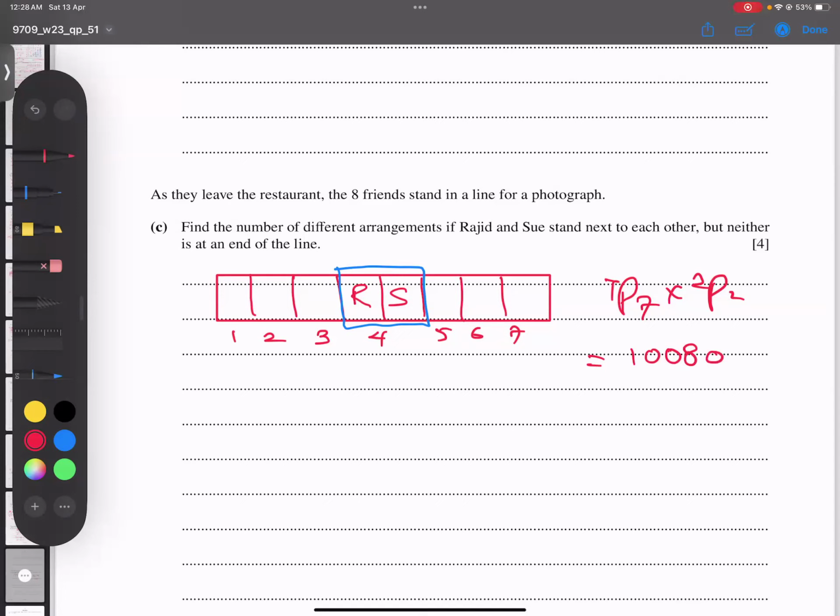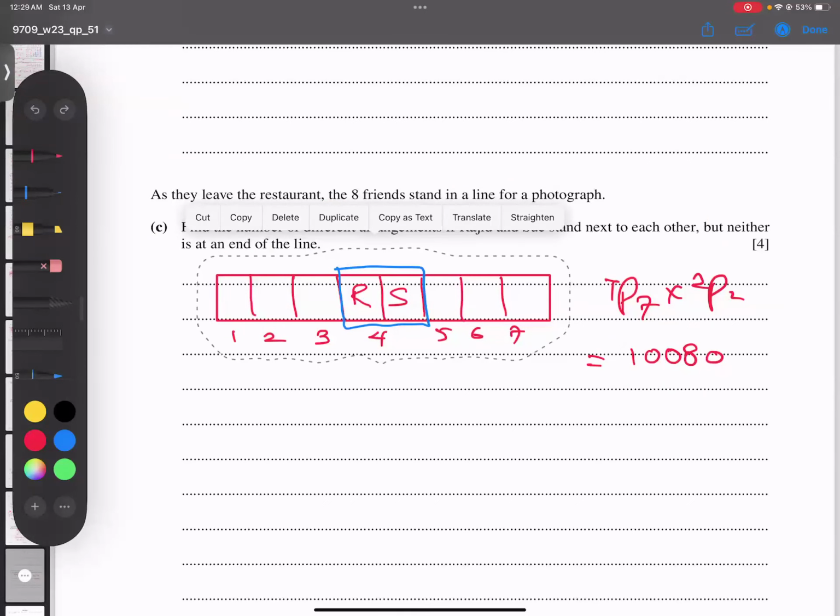But he said neither should come at the end. In this answer, R and S can come here, and they can even come here. They can come on both ends. Now, a better idea from this answer: I want to exclude those options when they come together at the ends. So let's try to do it that way.